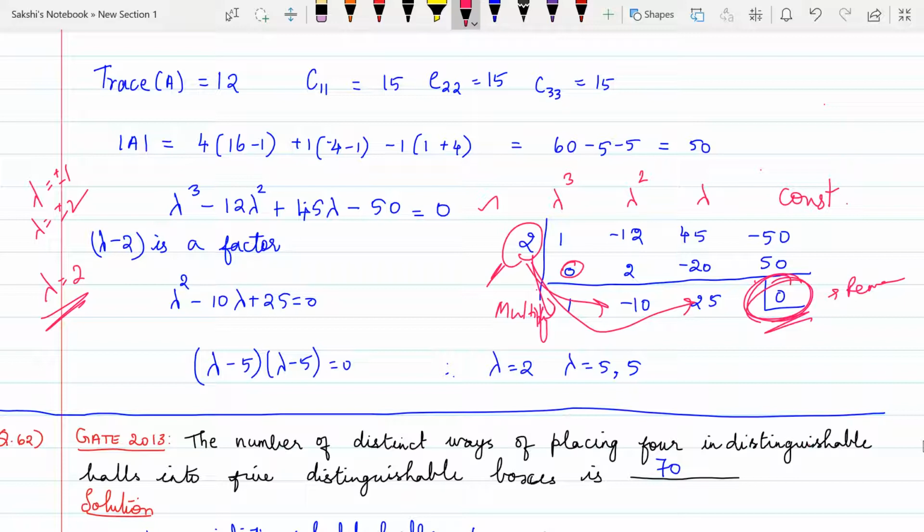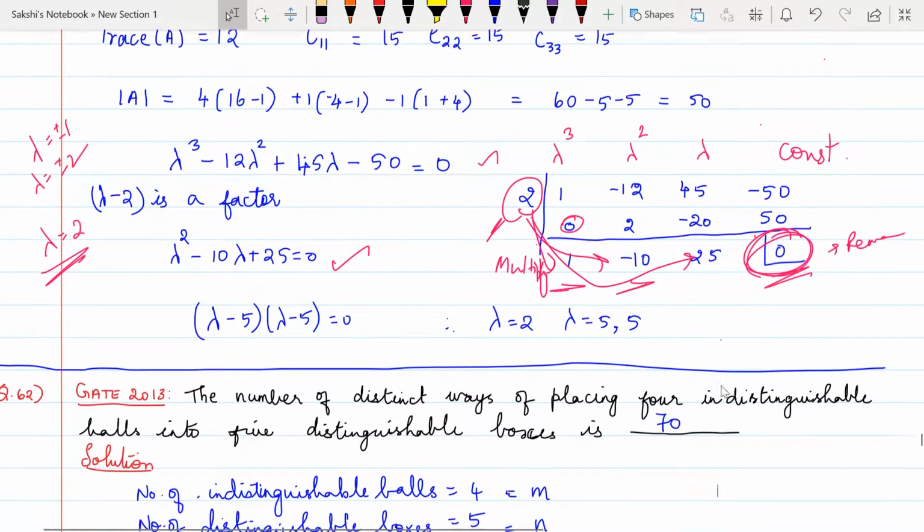So now I'm going to use these constants 1, minus 10 and 25. I'm going to form a quadratic equation, which is lambda square minus 10 lambda plus 25 equals 0. Simplifying this equation, I get lambda minus 5, lambda minus 5 equal to 0. So therefore I get the other two factors, which are 5 and 5. So I have three eigenvalues, and I have to find which eigenvalue occurs again and again, which is 5. Therefore, my degenerate eigenvalue will be 5.